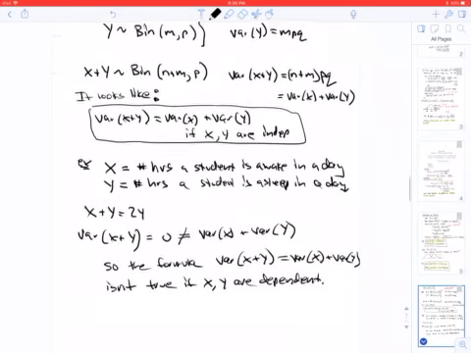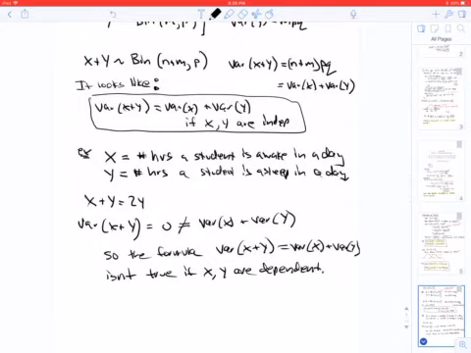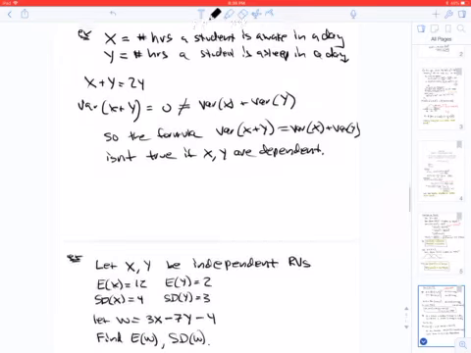Question then, do we need independence? Well, here's an example where clearly we do need independence, because if x is the number of hours a student is awake in a day and y is the number of hours a student's asleep in a day, x and y are clearly dependent. The sum of x plus y is 24, so their variance is 0, because the variance of a constant is always 0. So the formula doesn't hold here, and we do need independence.